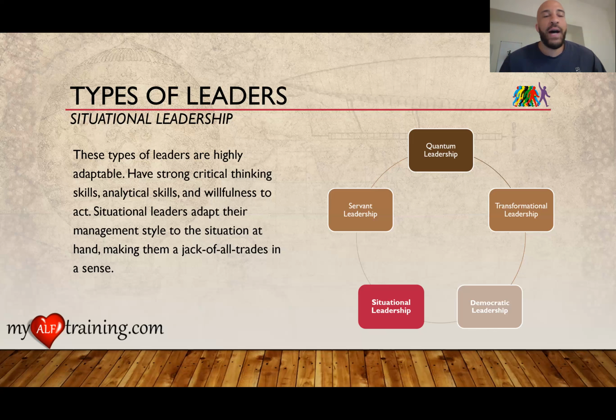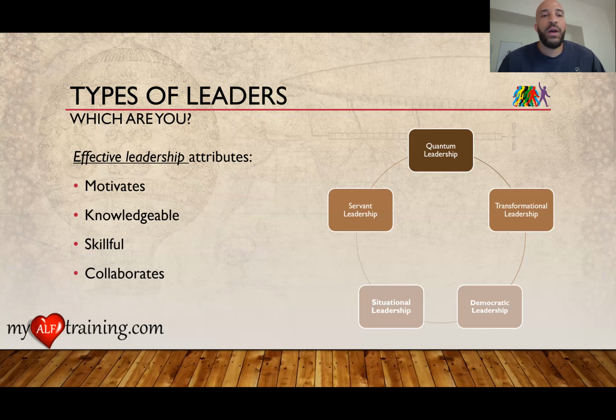So those are our five different types of leadership. Now, which one are you? Effective leadership attributes. There are four main attributes of an effective leader, because we're not just looking for you to choose a leadership style. We want you to choose a leadership style and then become an effective leader. So, the four main attributes of an effective leader are someone who motivates, who's knowledgeable, who's skillful, and who collaborates.